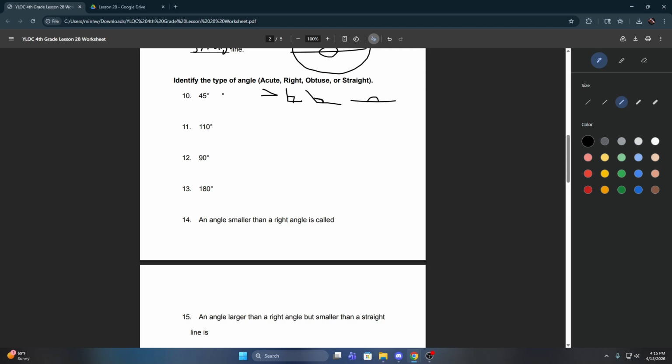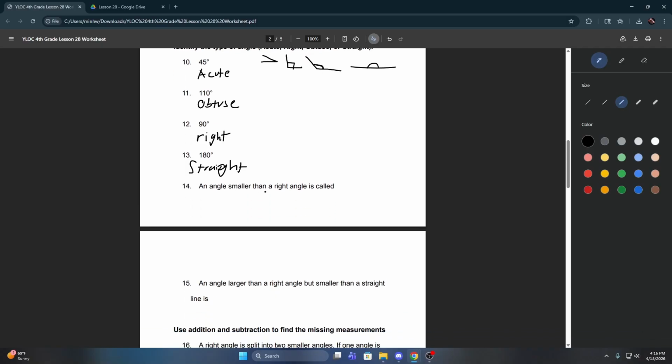So let's get into it. 45 degrees. Is that less than, greater than, or equal to 90 degrees? It's clearly less than, so it'll be an acute. Now what about 110 degrees? That's definitely more than 90, so it'll be an obtuse angle. What about 90, greater than, equal to, or less than? 90 is equal to 90, therefore it will be a right angle. And lastly, 180. Again, we know this is a special case, and that is our straight angle, or 180 degrees.